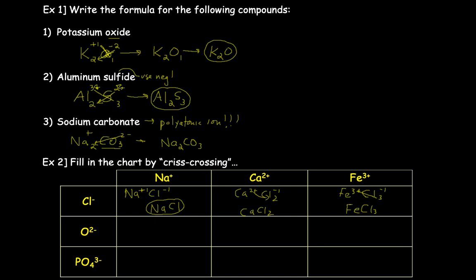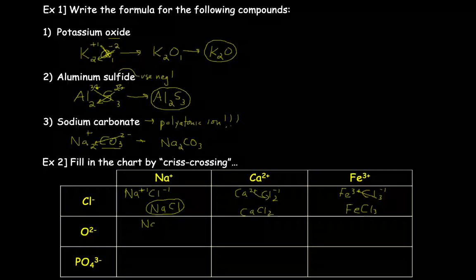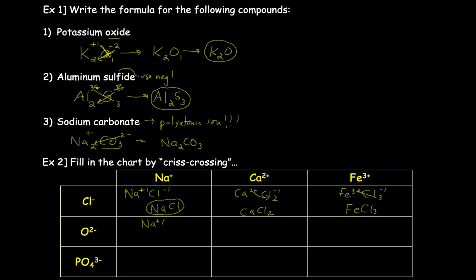All right, so what if we had something like this? What if we had Na and O2? So again, Na written first. Remember, the positive was written first. And then O2. And then that 2 is going to come down. And we have Na2O.